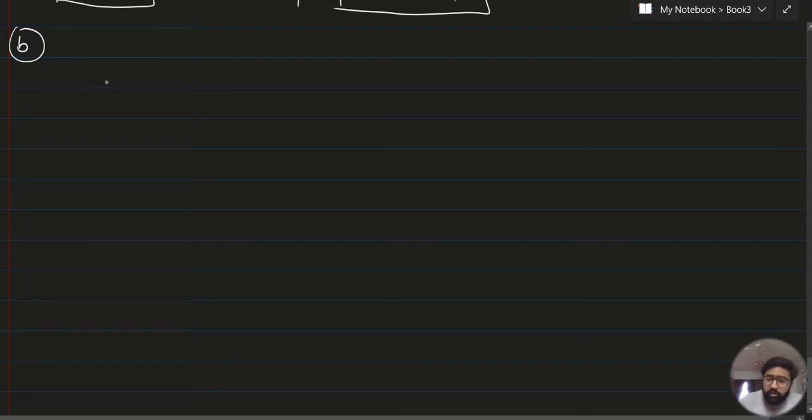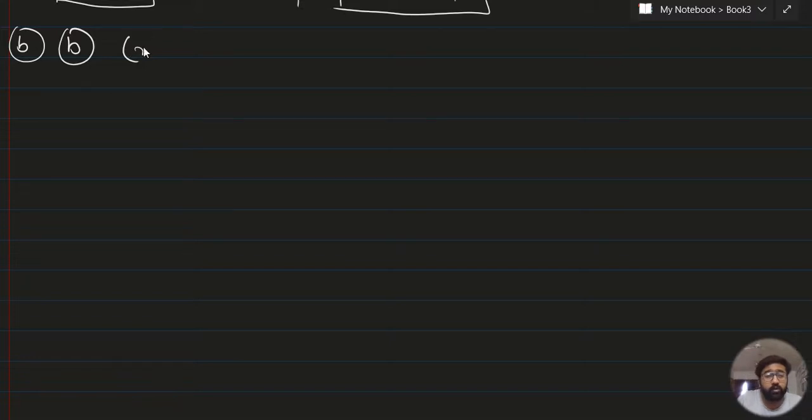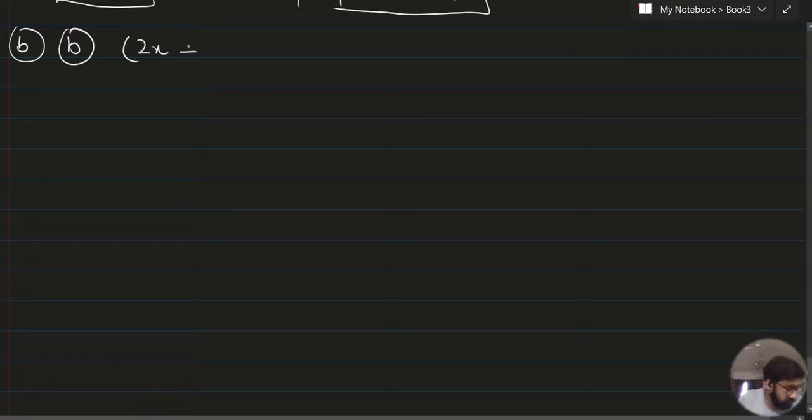But we are going to use calculators in this part, in this question. Let's do the b part, and the b part is x plus 2x plus 1 whole square is equal to 16. Again, the same step, taking square root on both sides. Let me write it here.